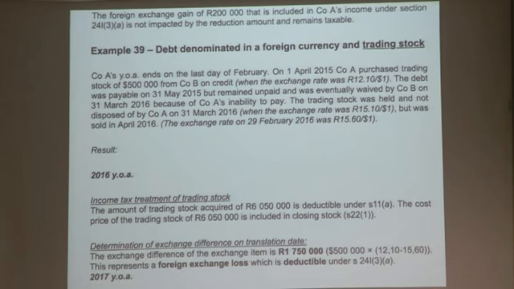subject to section 24I. So they say Company A's year of assessment ends on the last day of February. On 1 April 2015, Company A purchased trading stock of 500,000. They bought it on credit when the exchange rate was 12 Rand and 10 cents. So to begin with, you're going to have your 11A deduction at that point of 500,000 times 12 Rand and 10 cents. That will give me my first deduction. That's when I get my deduction. Okay. And that is 6050.